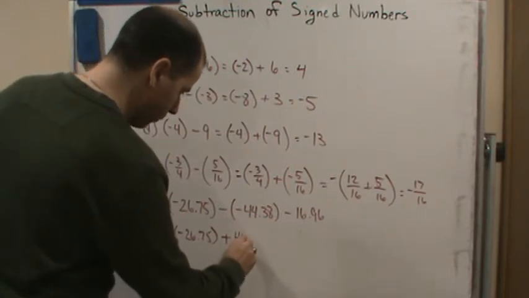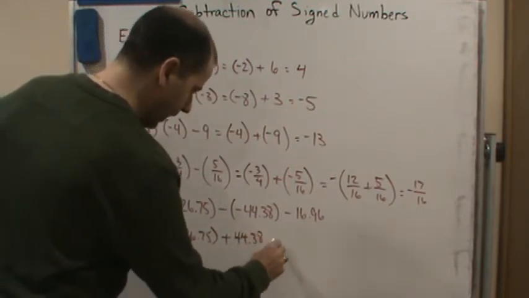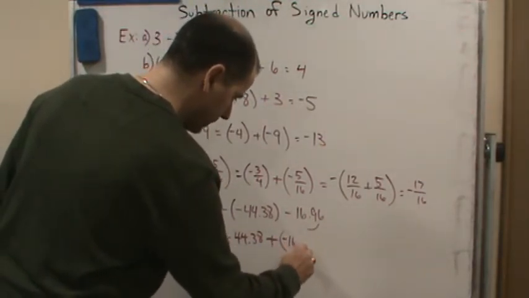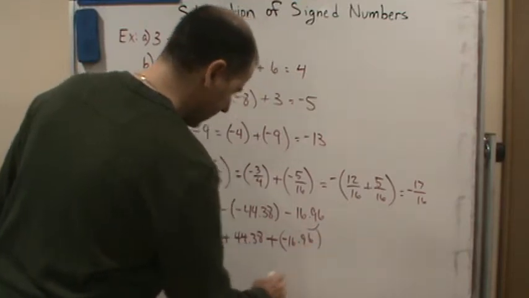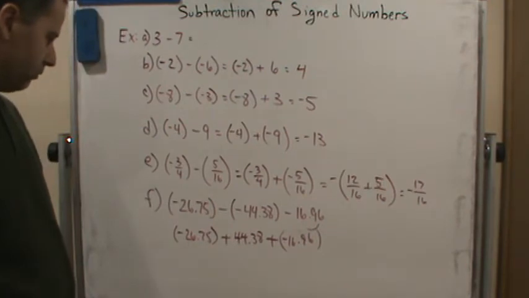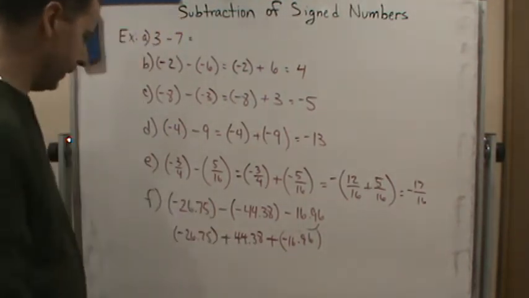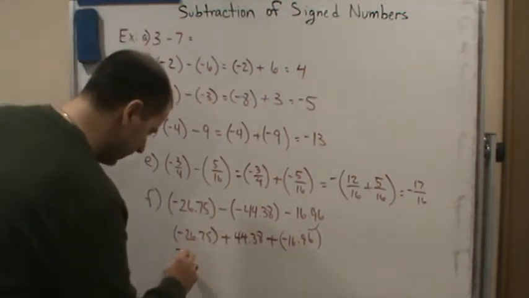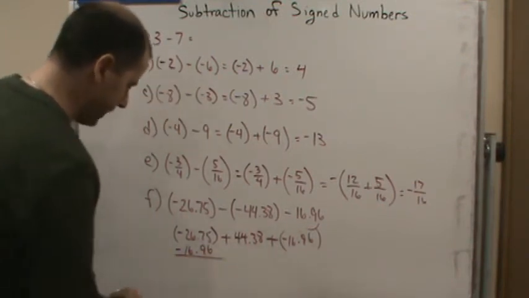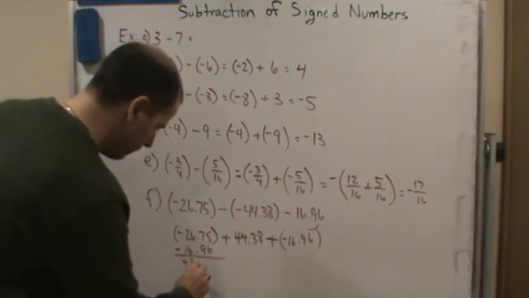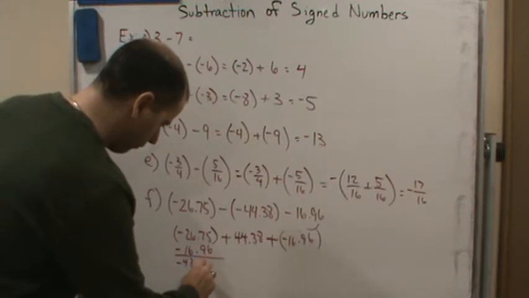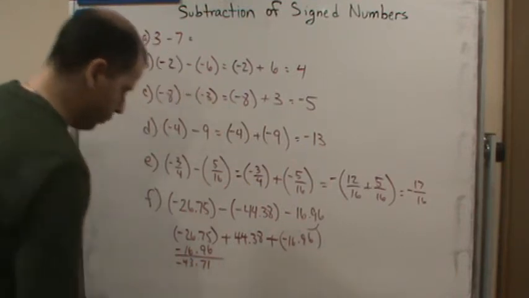So that's just going to make it 44.38, and then plus, and then this is going to become negative, right? So -16.96. So now what I'm going to do is I'm going to group the negatives together, right? Because I can add those and keep the sign. So if I do that, I get -16.96. And so what does that give me? That gives me -43.71.